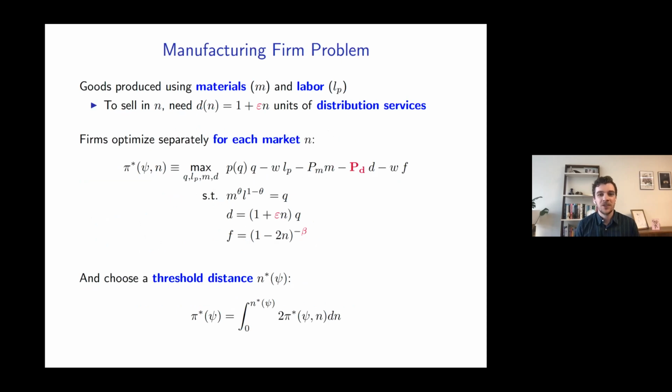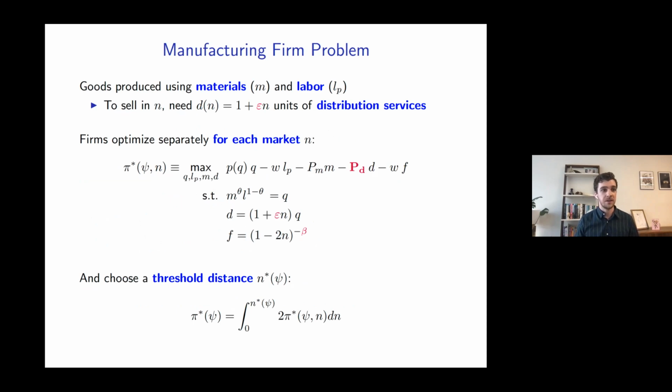Cool. So then the manufacturing firm's problem is, they're going to be producing goods. You can think of the actual good itself as being produced using both materials and labor. But to sell these goods to a market that's a distance n away, they're going to have to produce 1 plus epsilon n units of distribution services.